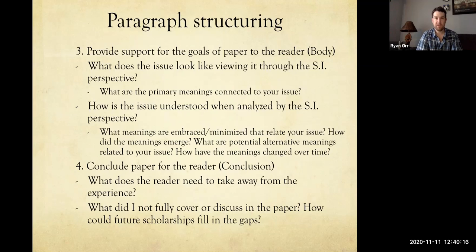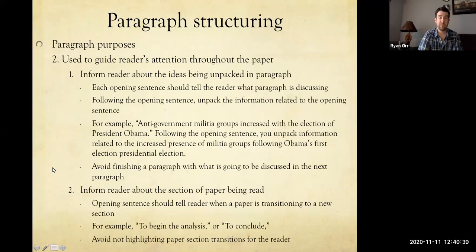Maybe some gaps that are still there in your analysis that you didn't get to talk about, or what do you expect with your issue in the future? What will it look like? How will it change? How will it evolve? And then perhaps talk about future research that could be conducted as well. So those are looking at the first part in terms of the paragraph's purposes, unpacking your ideas.